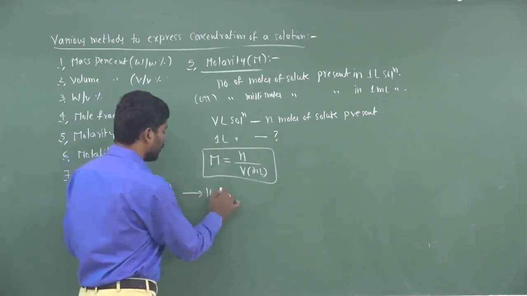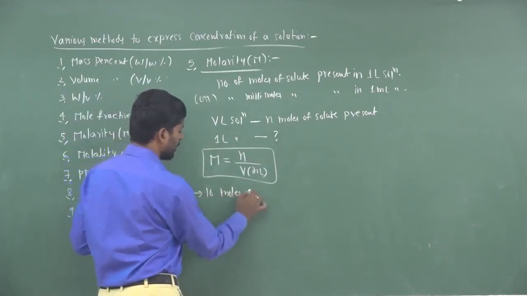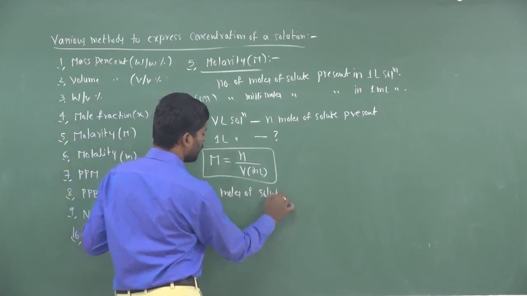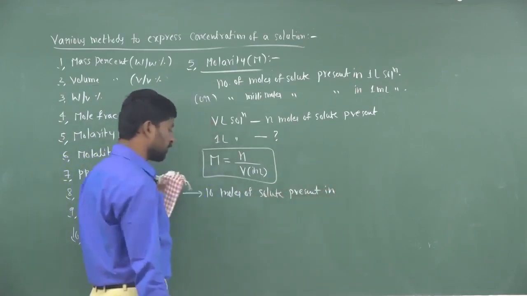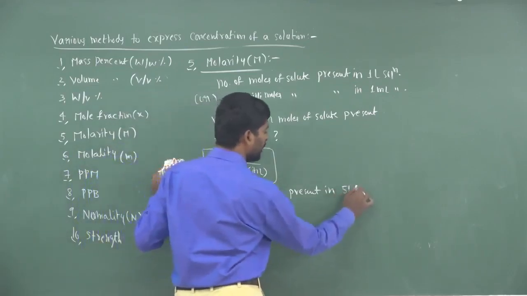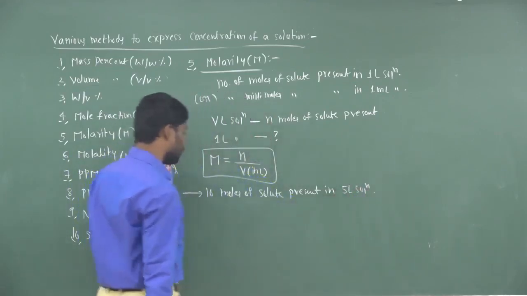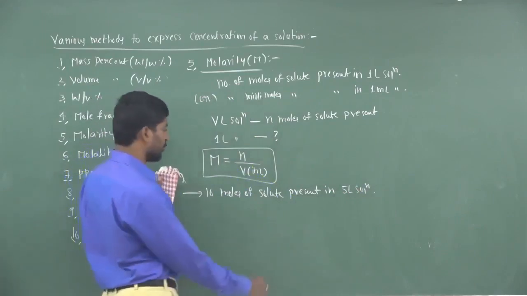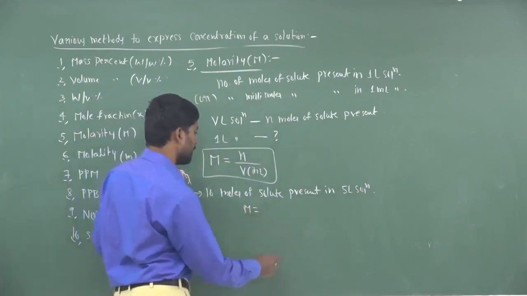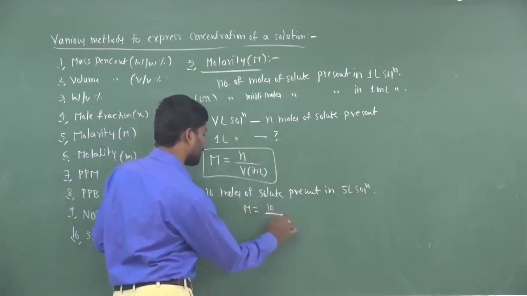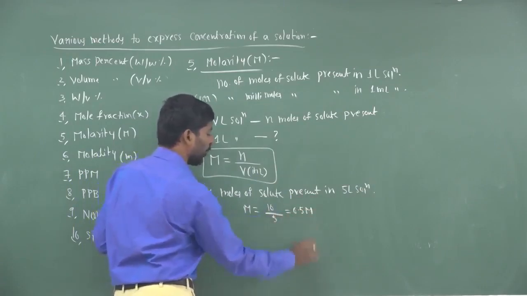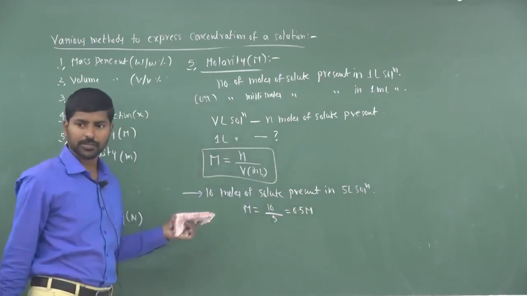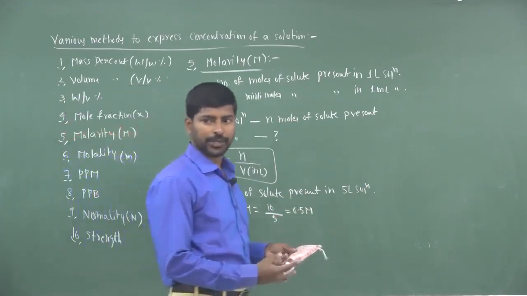For example, 10 moles of solute are present in 5 liter solution. What is its molarity? 10 moles in 5 liters. So what about its molarity? It is 2 molar. The molarity of the resultant solution is 2.